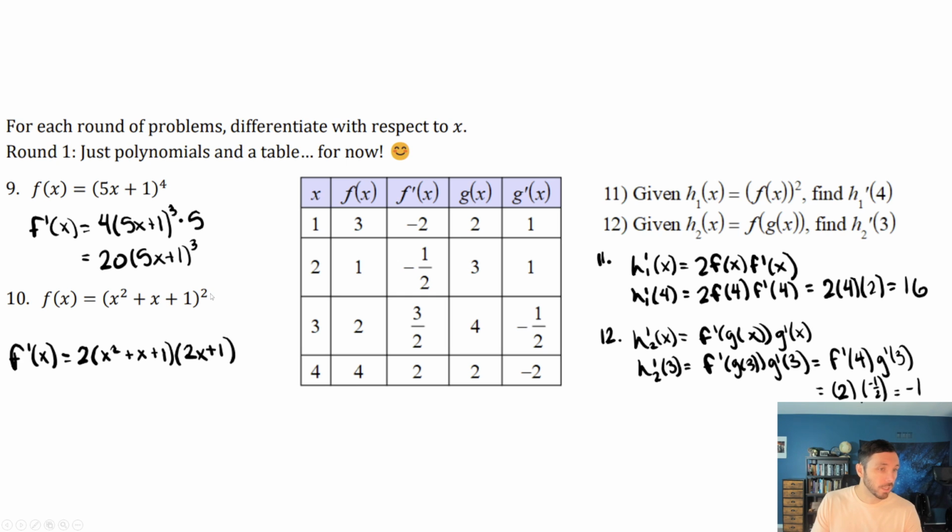Same thing within this one. Outer function is the square. Bring it on up front. Subtract that 1. Keep inner the same. And then the derivative of the inner is this expression. Likewise, I don't think it's worth multiplying this out. I think it's a waste of time.